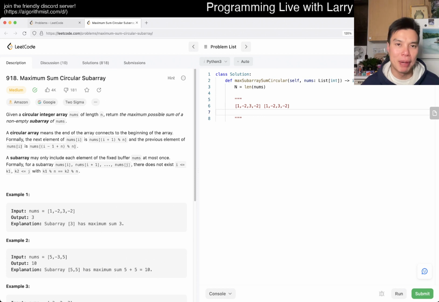This problem is based on knowing the max subarray problem. There's one where it's not circular, right? A maximum sum subarray with negative numbers, obviously. I forgot the algorithm's name. Kendo's? Wait, is it? I'm going to Google this. Kadane's. Okay, it had a K.